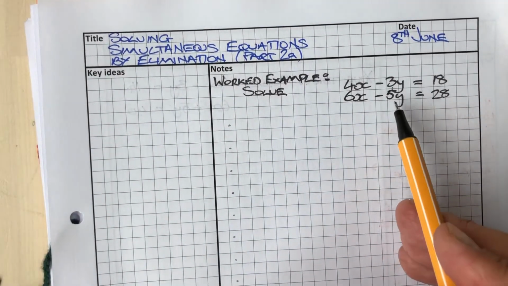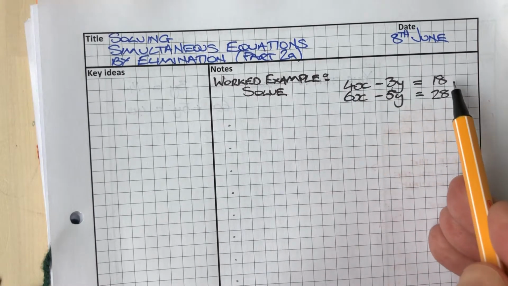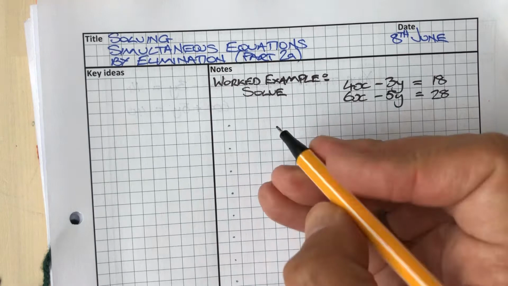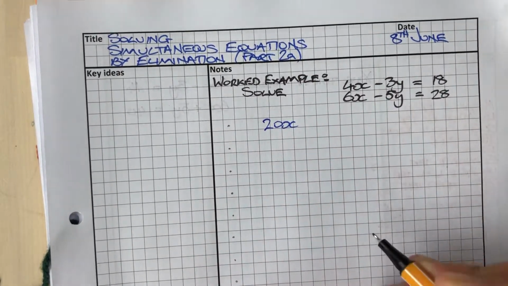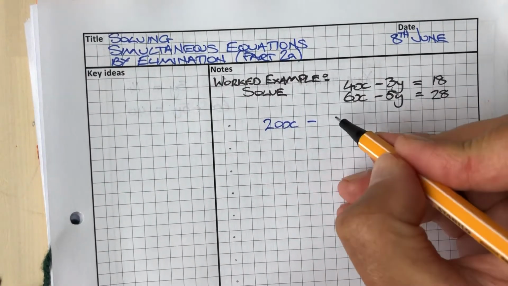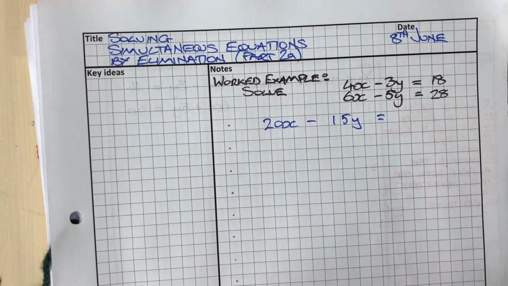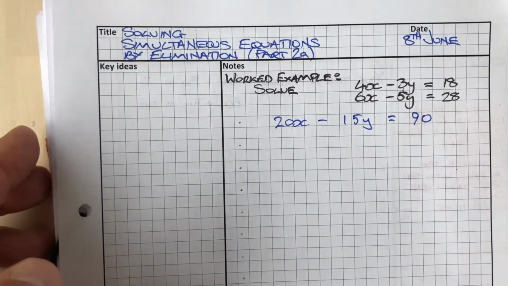I'm choosing again to make Y have the same number in front of it, so I need to multiply this top equation by this number 5. So 5 times 4x is 20x, take away 5 times 3y, that's 15y, equals 5 times 18, that's 90.